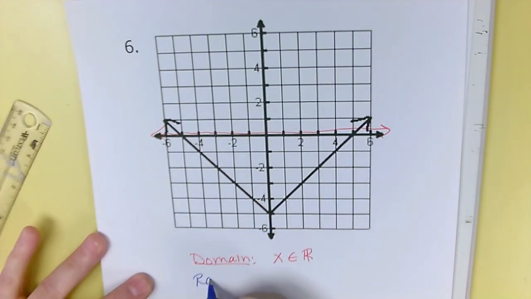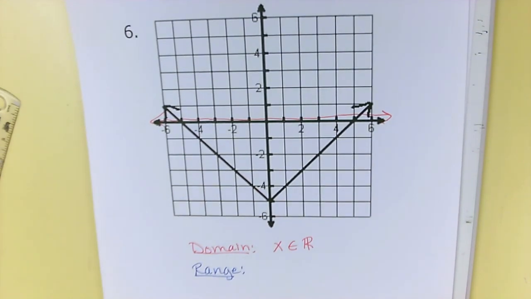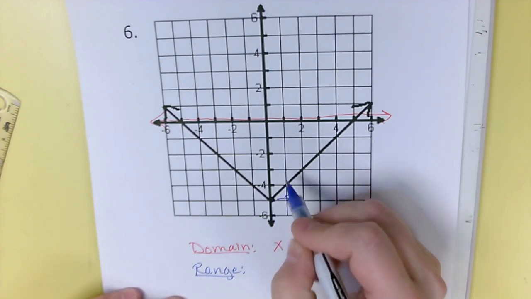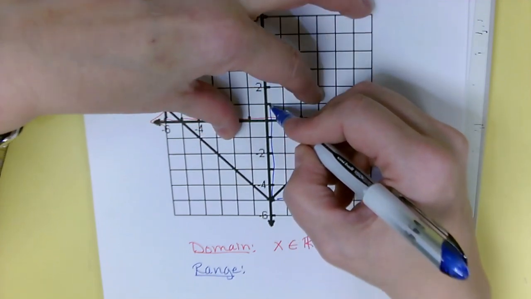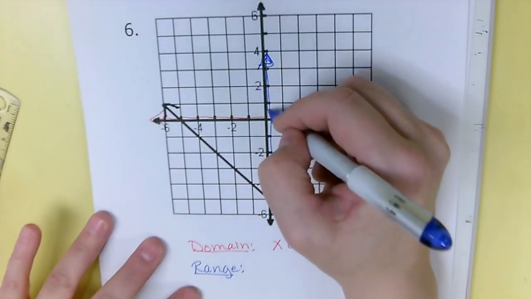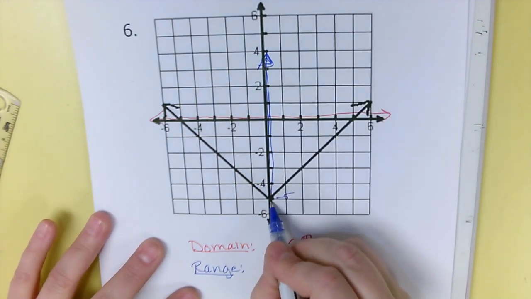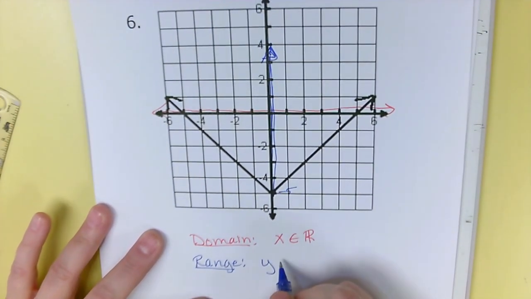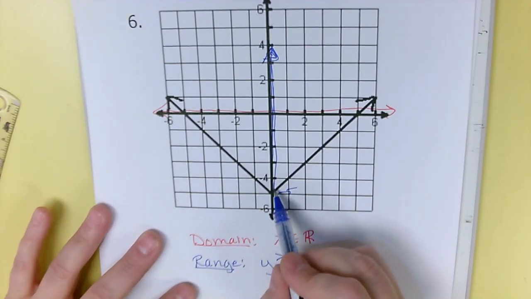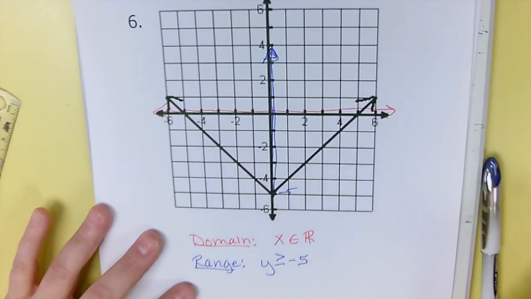Okay, now the range. Range is the y values. So your lowest y value is at -5. And then the y values go from -5 and then they go on up. And then both sides have arrows. So the y values just keep going. So it goes from -5 on up. So y is greater than or equal to -5. If it only has one endpoint, it should have only one arrowhead.